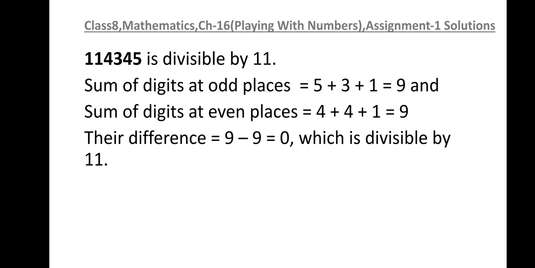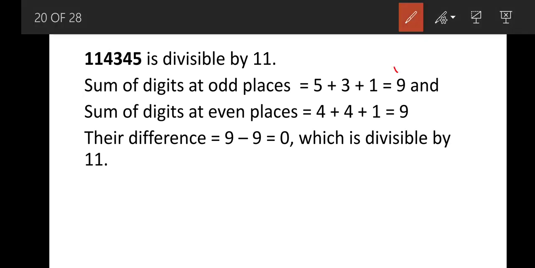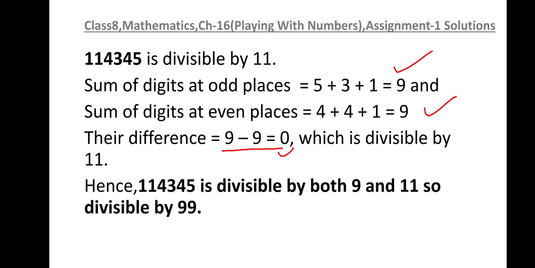The divisibility rule of 11 says that first of all you need to take the sum of the digits at odd places. You have seen that the sum is 9. Then the sum of the digits at even places, again the sum is 9. And then you need to take their difference. It should be either 0 or divisible by 11. In this case it is 0, so we can say that this number is divisible by 11. And in the previous slide we have seen that it is divisible by 9 also, so the number is divisible by 99. Hence this number is divisible by both 9 and 11, so it is divisible by 99.